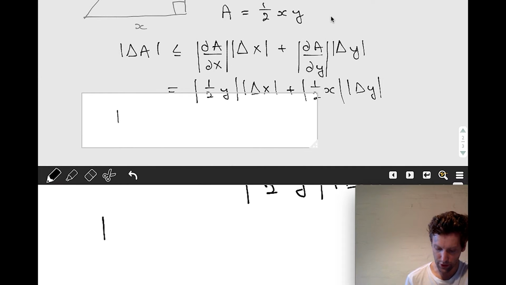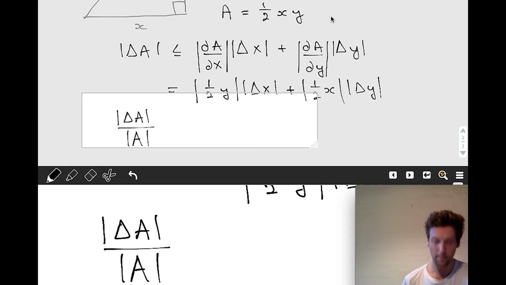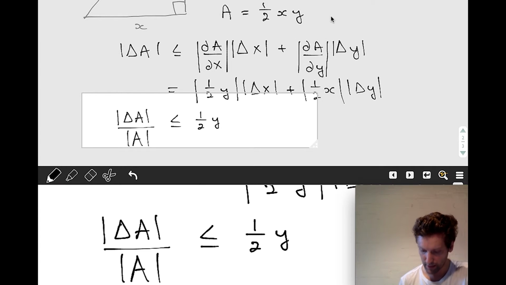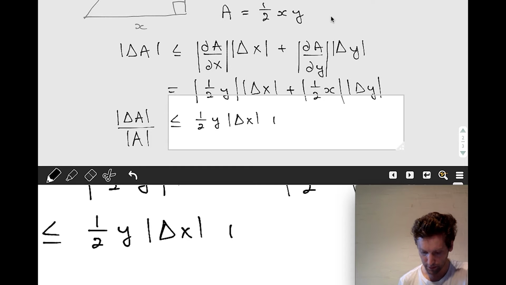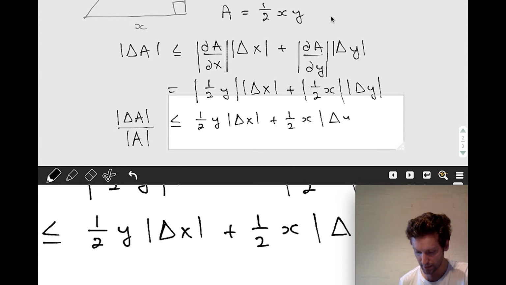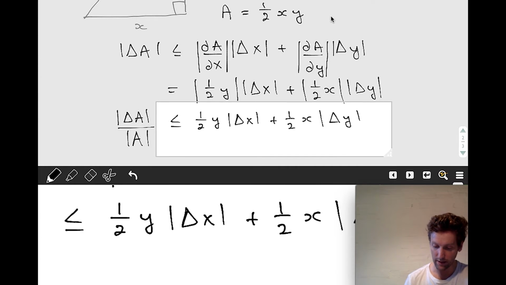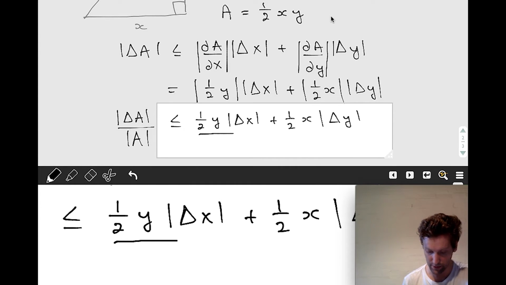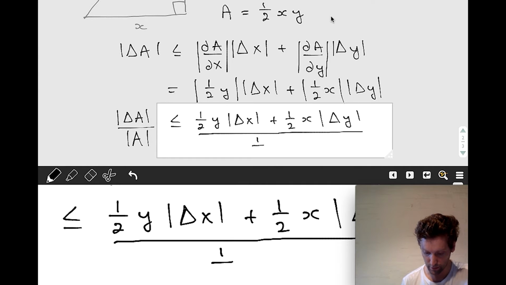So we're looking for the ratio of the error in A divided by A itself. So we saw that that was less than or equal to 1/2 times y. y is a positive number there, so I don't have to worry about the absolute value symbol. Delta x could be positive or negative, so let's keep that absolute value symbol there. Plus 1/2 x. x is also a positive number, it's a length, so that can be taken outside of the absolute value symbol. Delta y can be positive or negative. I'm going to divide this whole thing by the area. So the expression for the area was 1/2 times x times y.